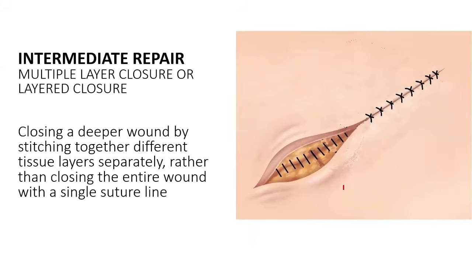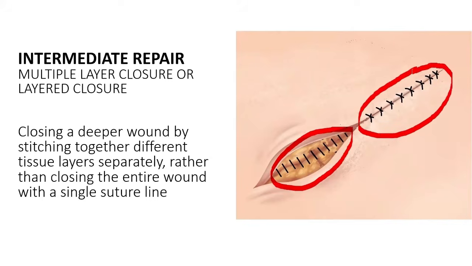Moving on to the next, intermediate repair. If deeper wounds are closed in multiple layers, which is also known as layered closure, it is an intermediate repair. Here, as you can see, the deep dermis is being stitched in one layer and the superficial layers of the skin are being stitched in another. Closing the wound in multiple layers is intermediate repair, also known as layered closure.